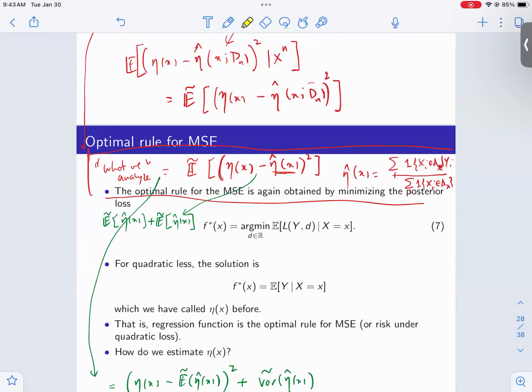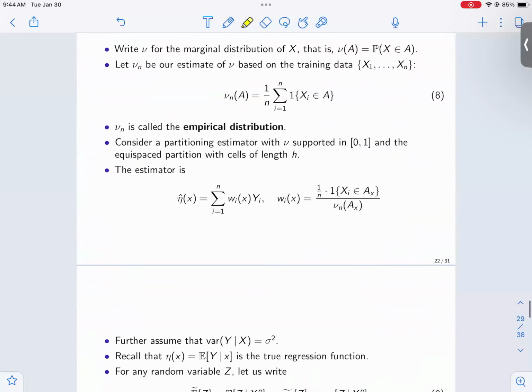So what we want to do is, eta hat x is just this. Implicitly, you know that it depends on all the training data, so it's a random quantity. Then minus eta of x, squared, and then I'll look at the expectation over x. Okay, so that's the plan. I want to analyze this and show you where the bandwidth comes into play. So let's focus on this.